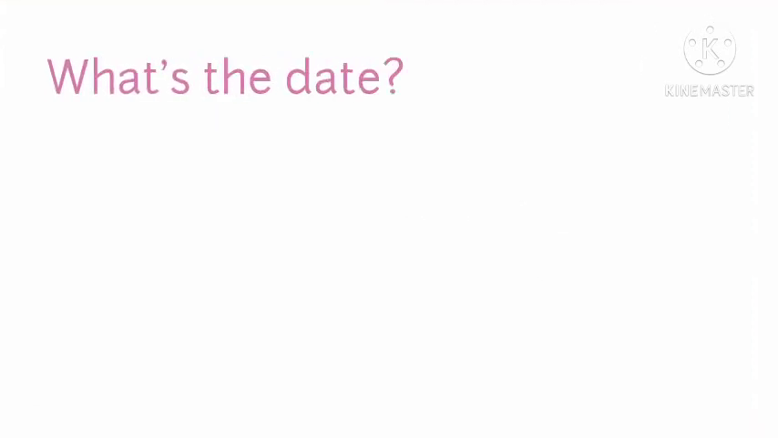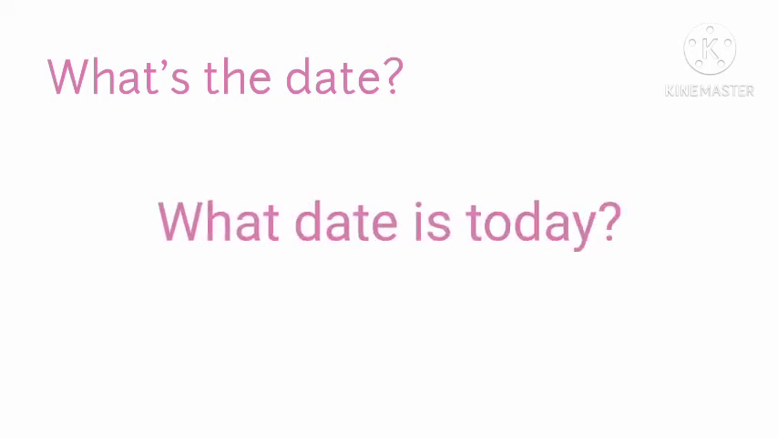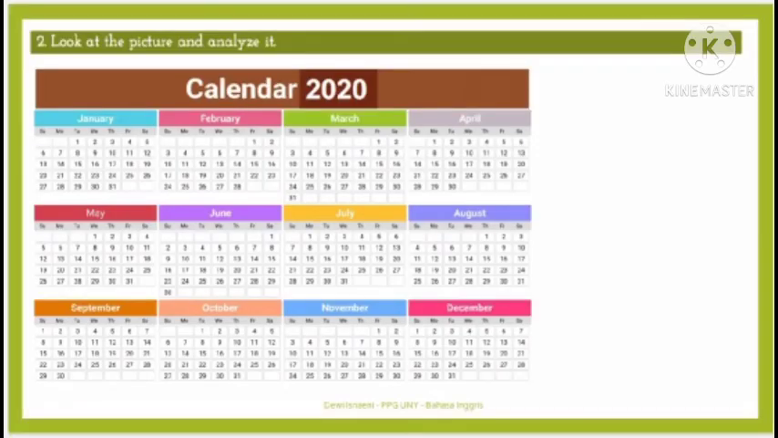To ask about that, we can say, what's the date? Or, what date is today? Today is the 1st of January. Okay, now we have a calendar. Could you please tell me what day is on the 10th of April? And what day is on the 17th of May in 2020? Don't forget to write down your answer in our chat room or in the comment below.